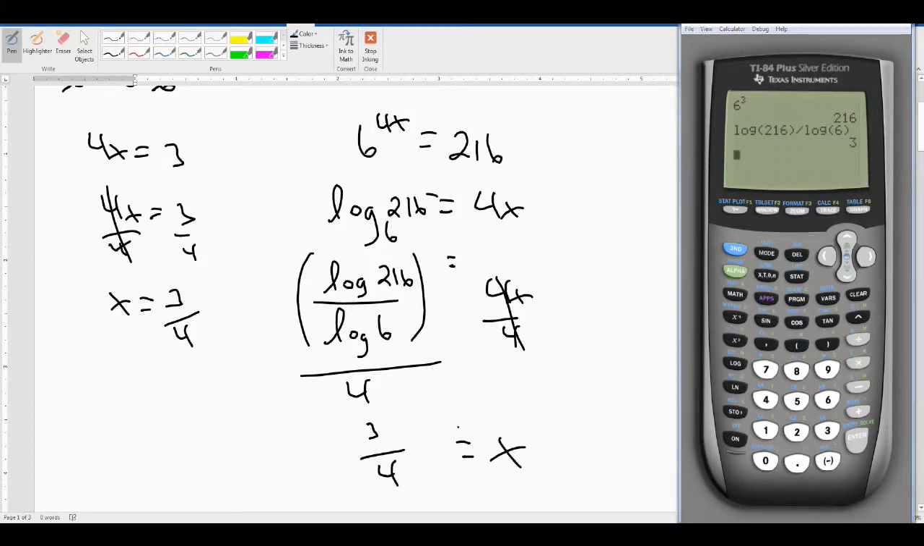And then you just bring the 4 down. So I probably would have found that first and then divide by 4. But either way is fine. Either way you want to do this problem.